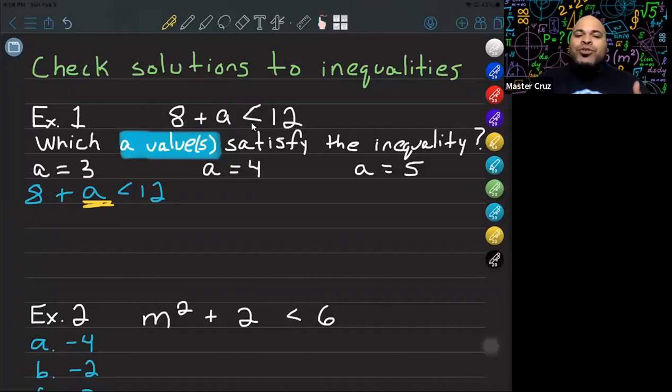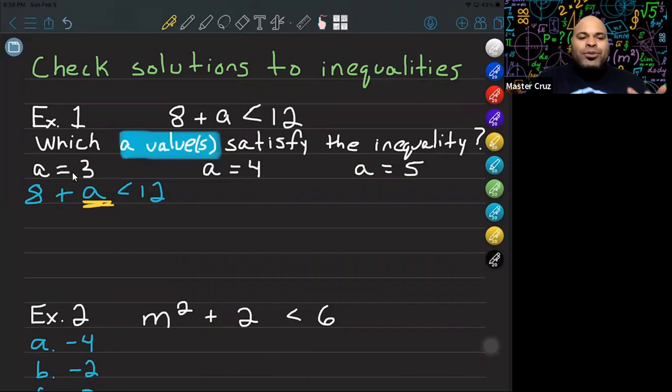If you have any questions or you're not sure which inequality is less than or greater than, please watch my previous video on Introduction to Inequalities. It will be a great help and it has a lot of hacks. But in this video, we're going to focus on checking the solutions. So which a value or values satisfy the inequality? There could be more than one. That's why the S is there.